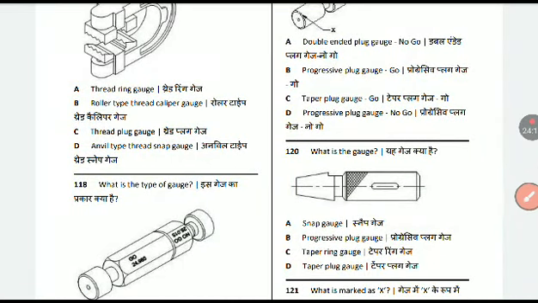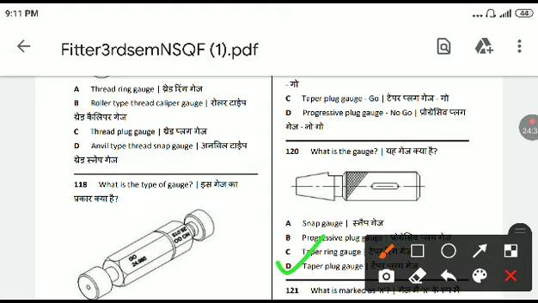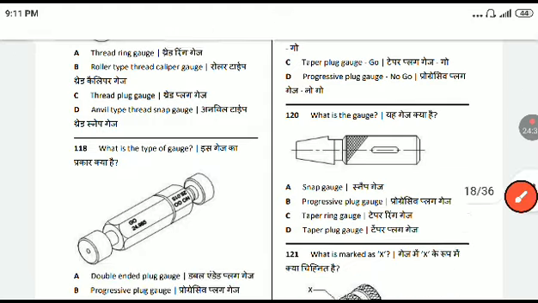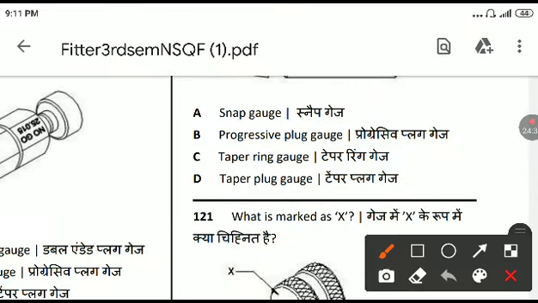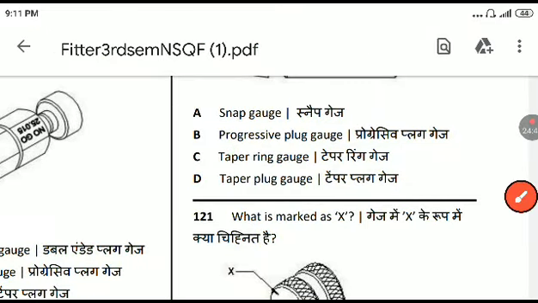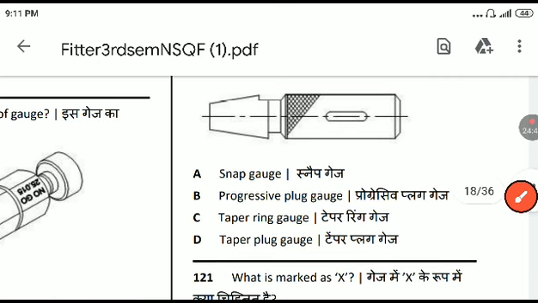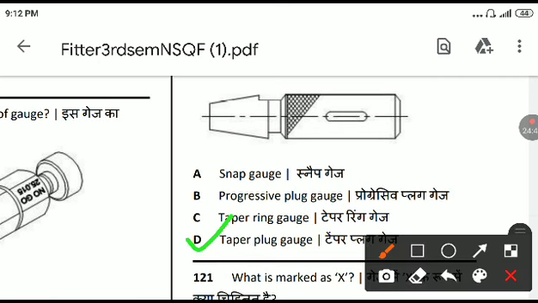What is the name of gauge? Snap gauge, progressive plug gauge, taper ring gauge, taper plug gauge. Taper plug gauge. Option D answer.